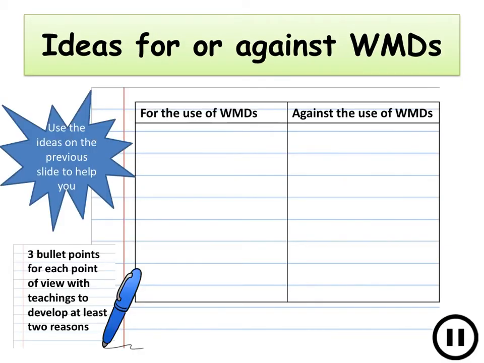Thinking about the arguments that we looked at on the previous slide, I want you to now give me ideas for and against the use of weapons of mass destruction. For each of the bullet points that you give, try to give teachings to develop them, and if you can, give additional evidence in the teachings that you're using. Pause the video now, and when you've got 3 bullet points on either side of your table, play it again.